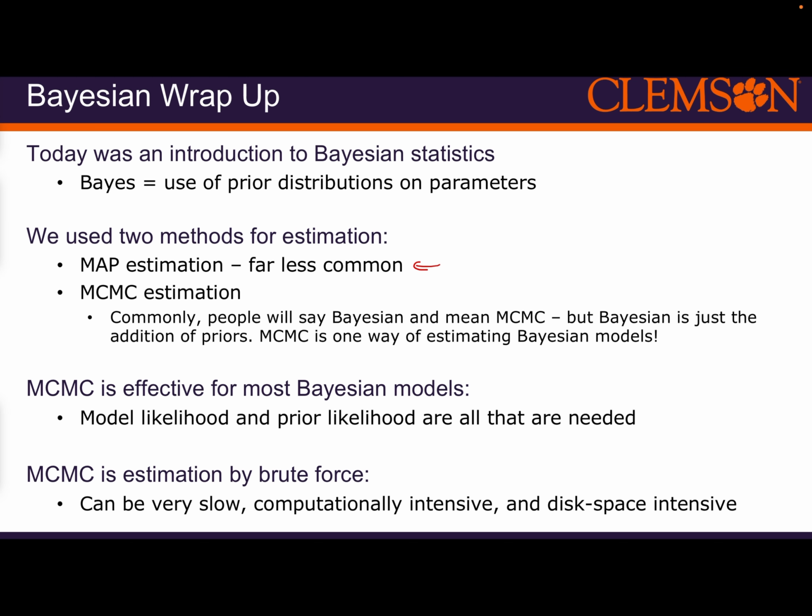MCMC is often used. Commonly, you'll hear people say Bayesian is MCMC, and that's not entirely correct. There are different ways of doing Bayes that are not MCMC-based. But MCMC is an effective way of estimating most Bayesian models. And when you put this into code, what you need is to know the model data likelihood, right? That's your model, and your prior likelihood, and it will work, usually. But it can work very slowly because it is brute force. We're basically sketching that posterior distribution.